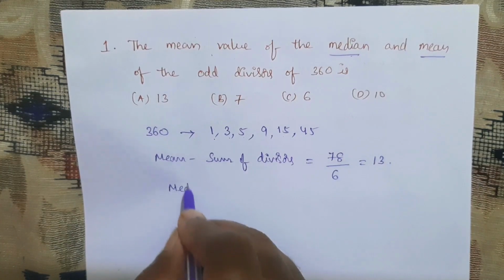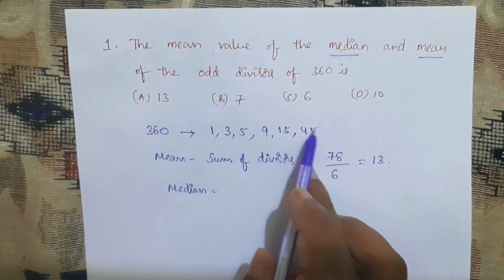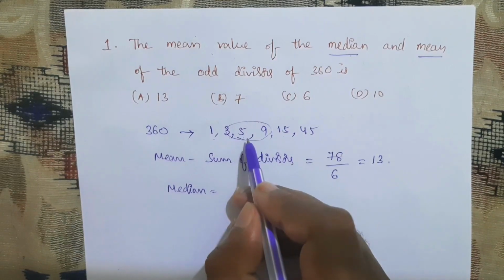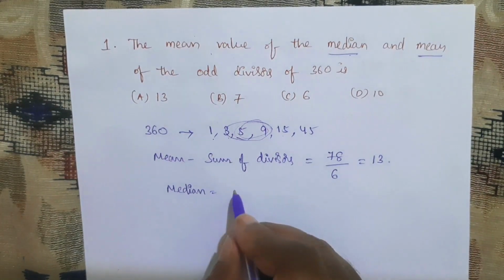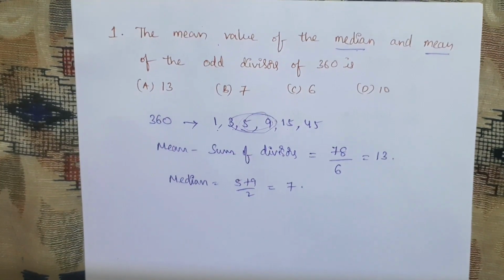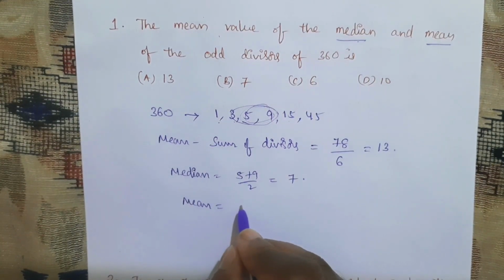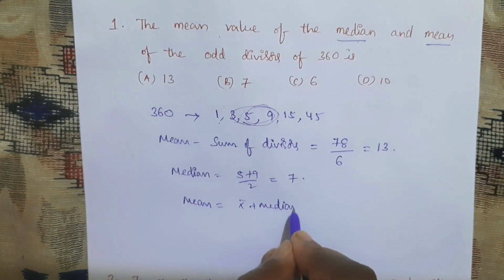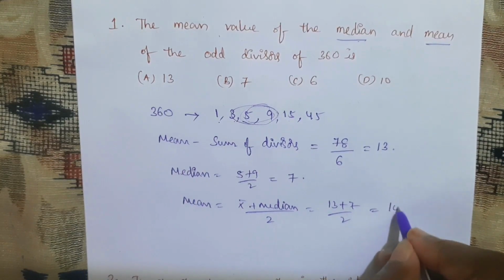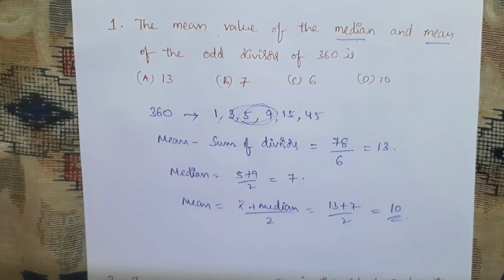Now when it comes to median, you know how to calculate median: the middle number. If odd numbers are there, it is that middle number; if even numbers are there, the sum of the middle two divided by 2 we need to do, which is nothing but 5 plus 9 by 2, which is 14 by 2 is 7. So this is mean and this is median. Now the mean of those two is nothing but x bar plus median by 2 observations. This is 13 plus 7 divided by 2, which is 20 by 2 is equal to 10. So this is how to find the mean of the median and the mean.